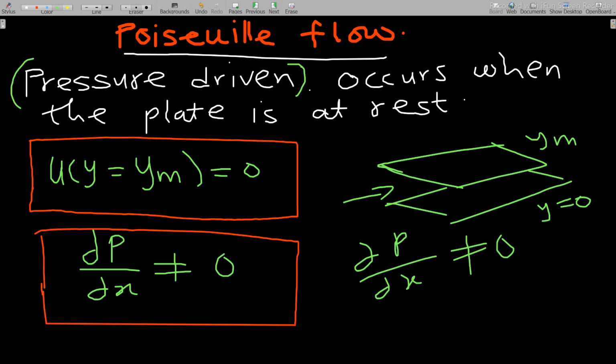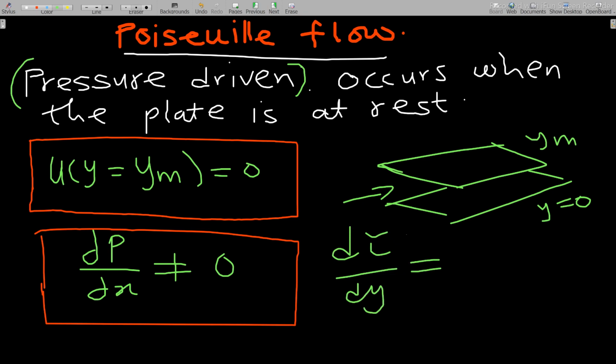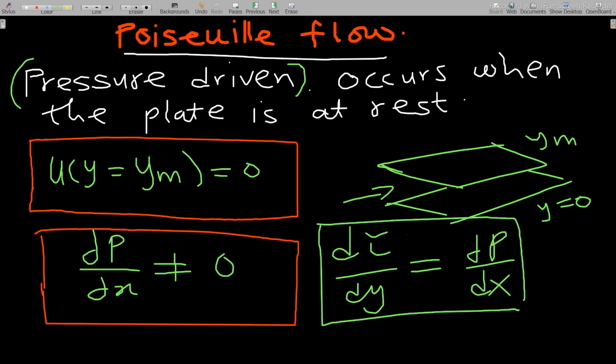Okay, from the previous discussion we had, we said that for this type of flow, let me erase this part and write it there. We said there's a relationship between the pressure gradient and the shear stress. So we said d tau dy should always be equal to dp dx, the pressure gradient, and then we take it from here and derive our necessary equations.